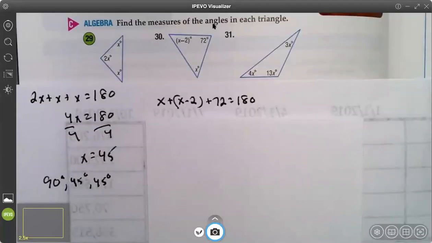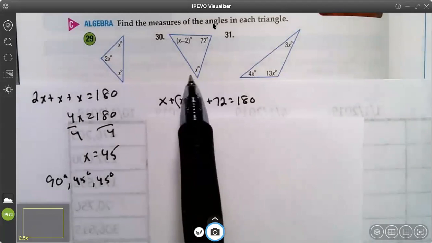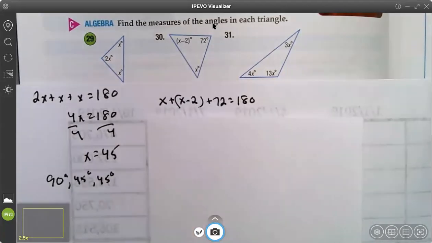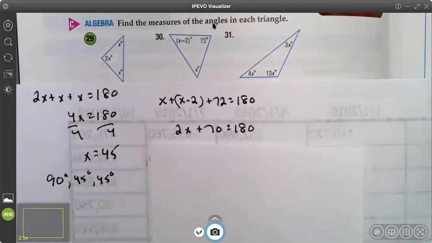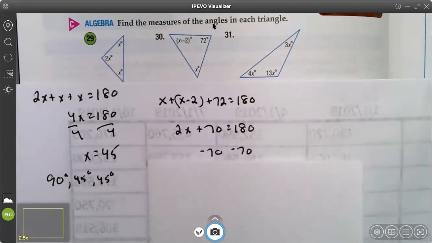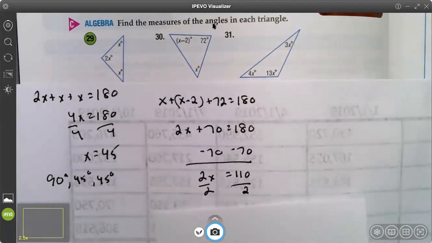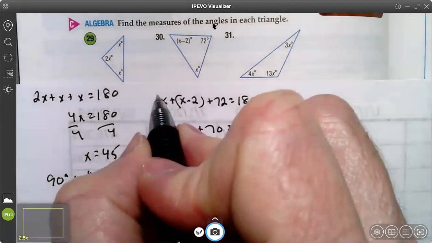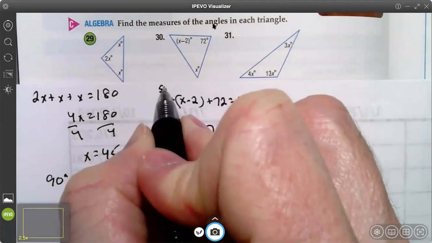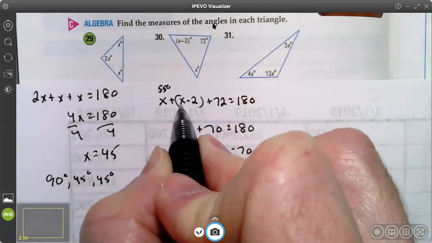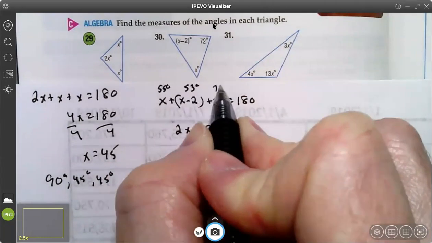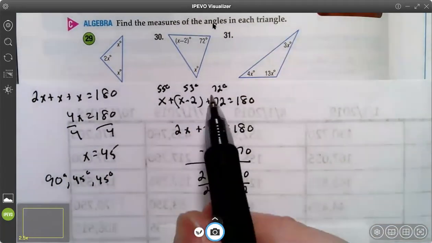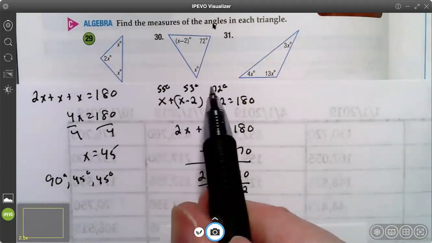So because we have expressions, we have to use an equation. So I add up all three angles, set them equal to 180. x plus x is 2x, negative 2 plus 72 is 70. Isolate the variable by subtracting 70 and dividing by 2, and I get x equals 55. So if x equals 55, then this angle here is 55 degrees. This angle, x minus 2, 55 minus 2 is 53 degrees. And this angle, we already know is 72 degrees. So the angle measures are 53 degrees, 55 degrees, 72 degrees.